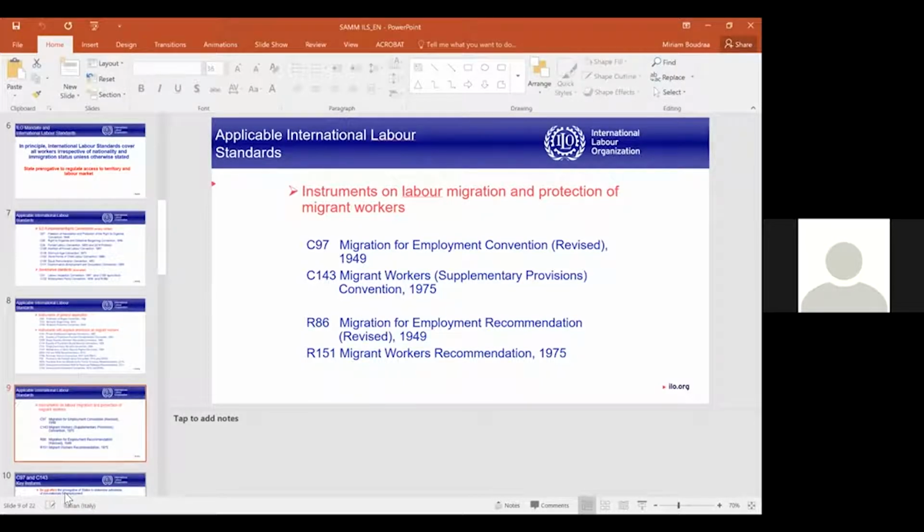So there are two conventions and two recommendations. Convention 97, adopted in 1949. So, sorry, I hear the Portuguese.